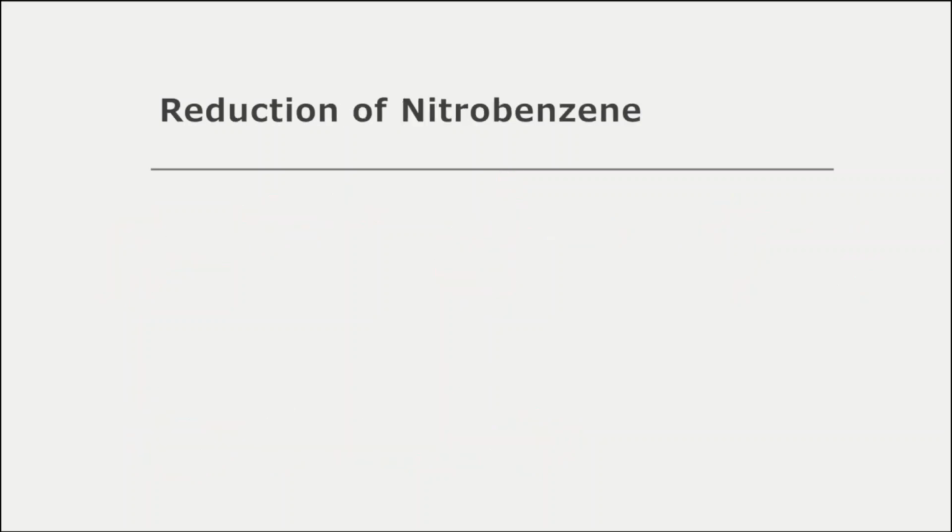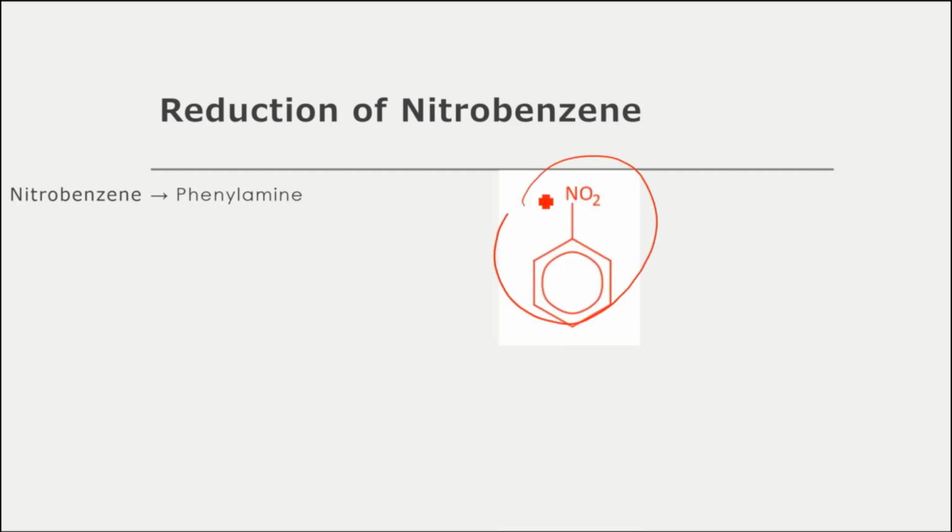Okay, so now looking at the reduction of nitrobenzene. Reduction basically converts the nitrobenzene into phenylamine. So looking at this, this is our nitrobenzene, and it just converts that into phenylamine. So instead of having that NO2, we now have NH2.